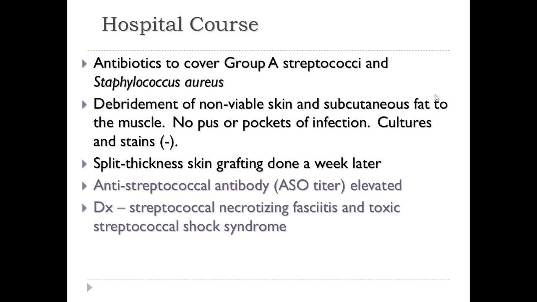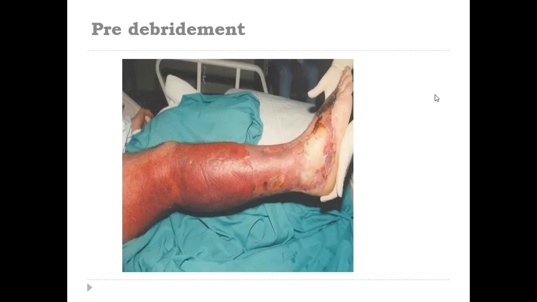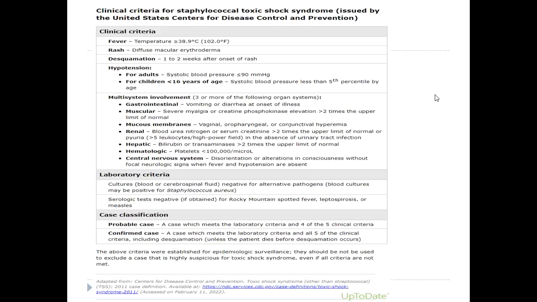And the man presented with twisting of the ankle. So that's what I want to emphasize: sometimes they may not give you a clear history of an infection, but you have to go by the scenario which is happening, the way the patient is evolving. Sepsis with shock within 15 hours, 24 hours, there has to be something major. Otherwise, sepsis gives you time. So this is pre-debridement, post-debridement, patient is better.